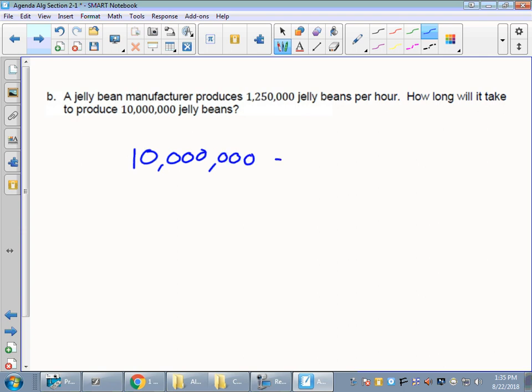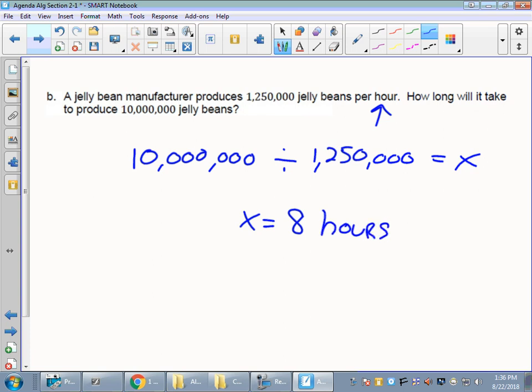And then we're going to divide that by 1,250,000 and equals x, because we're writing the equation. So you have to have an equal sign in there. Okay? So now we do this. Again, we can do the division, and we get 8. And we talk about our labels. Since we're dealing with hours, per hour, it would take 8 hours. 8 hours to do that. And they're asking for how long. Okay?